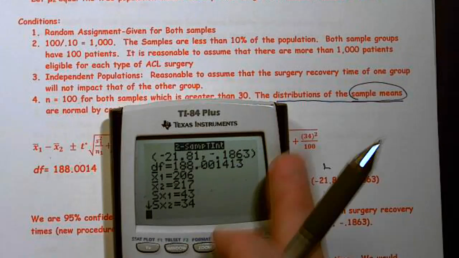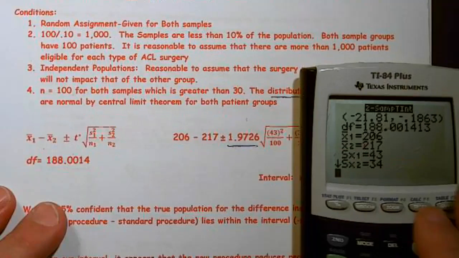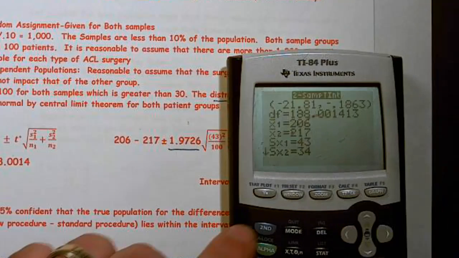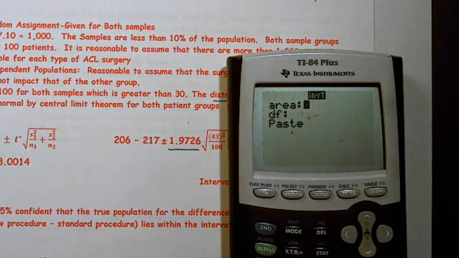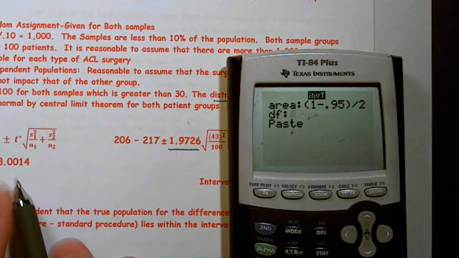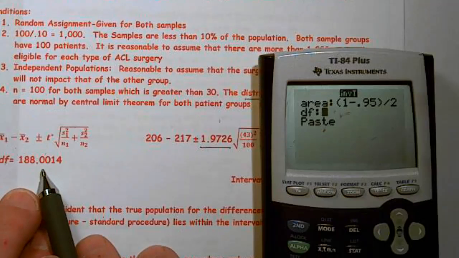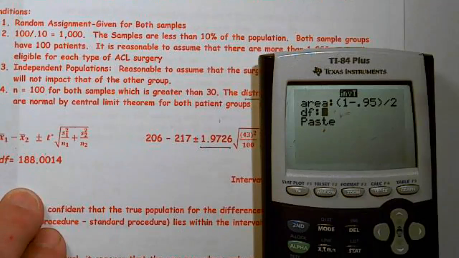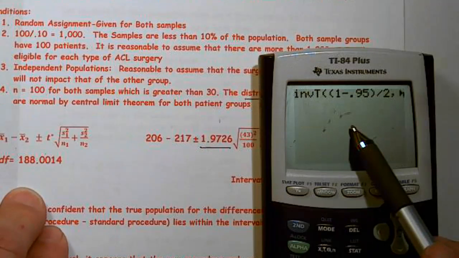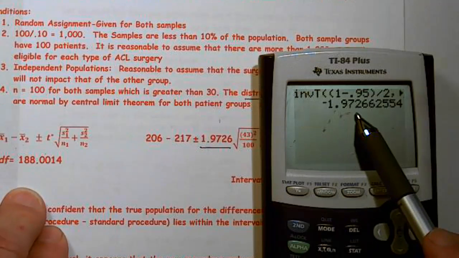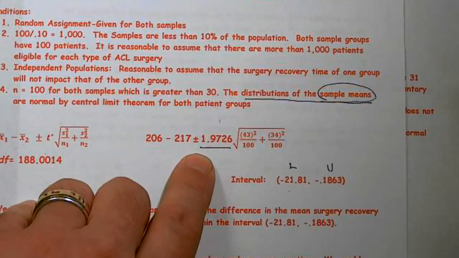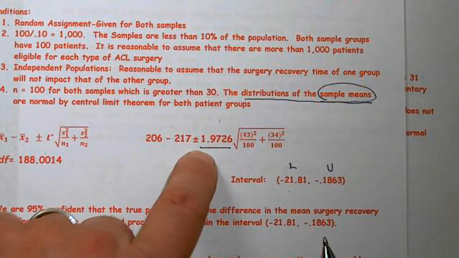So to get my T star, this is where we're headed, we need this T star value. To do that, I have to go second vars, inverse T. Well, my area is parenthesis 1 minus 0.95, close parenthesis, divided by 2. And my degrees of freedom is what we previously calculated, 188.0014. And I end up getting 1.9726. Always make it positive. All right, be positive, people. So there's my T star value.